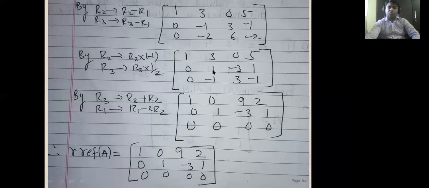Now use this second pivot to make all the entries above and below equal to 0. So apply this transformation and make these two entries 0. So we got this here.